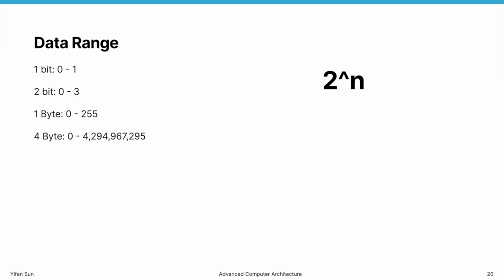Then this is a very important topic about data range. So if you use 1 bit, you can only represent 0 and 1, right? And if you use 2 bits, you can represent 4 numbers. That's 0, 1, 2, 3. Now if you use 1 byte, that's 8 bits, then you can represent numbers 0 to 255. And 4 bytes is this amount, 4 billion something. Then this is not actually a very big number if you consider the number of bytes in your system.